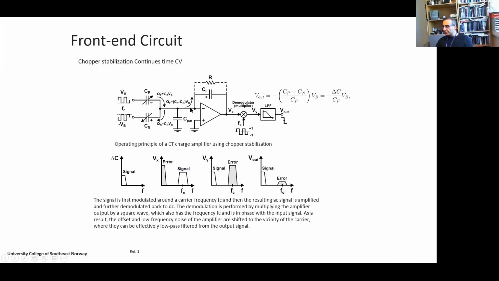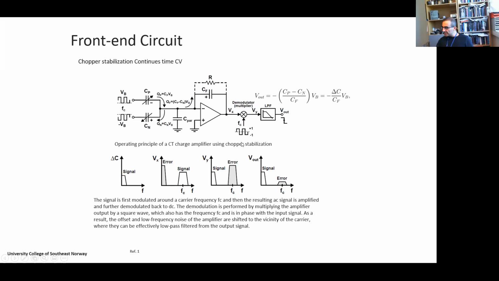But all the errors which are in the system due to the amplifier and the biasings and whatever happens here, noise, these will still remain in the low frequency region. So the signal basically is changing the capacitors, and then they are being modulated to a higher frequency by this input capacitor, and then it's being amplified and demodulated.